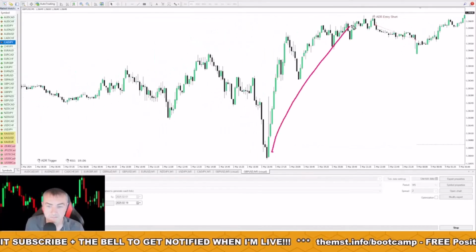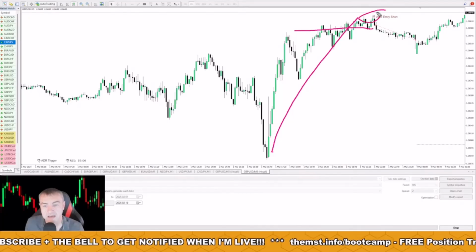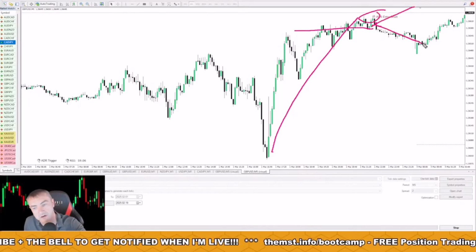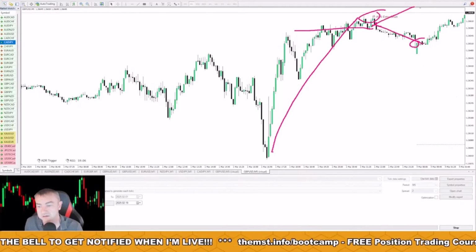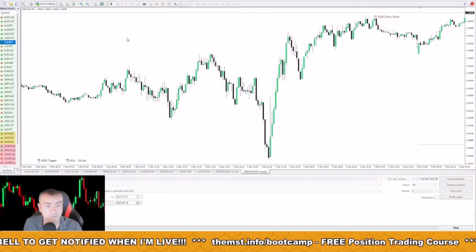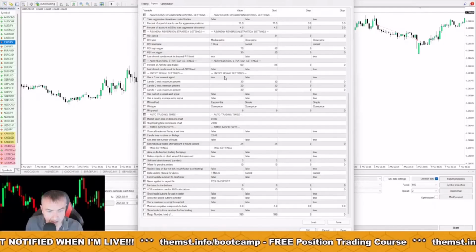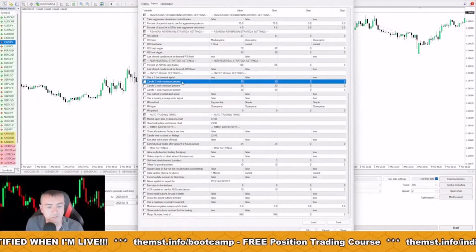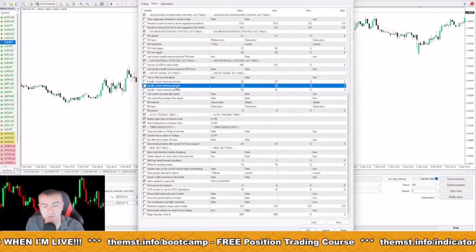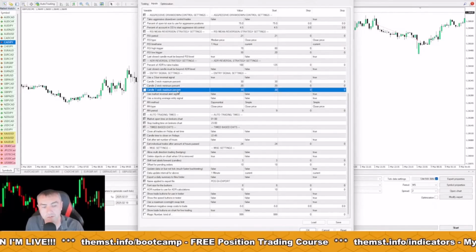So we've pushed up, we've hit ADR, and sellers have taken control of the market above ADR. We've taken the trade, yeah? So that's the third condition. So in the inputs, under the entry signals, you've got candle 3 wick maximum, candle 2 wick minimum, and candle 1 wick maximum.